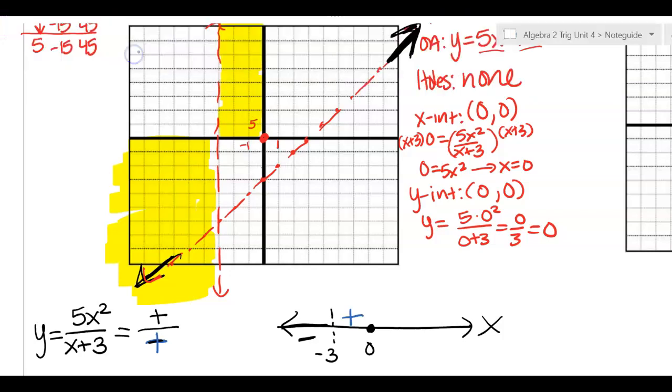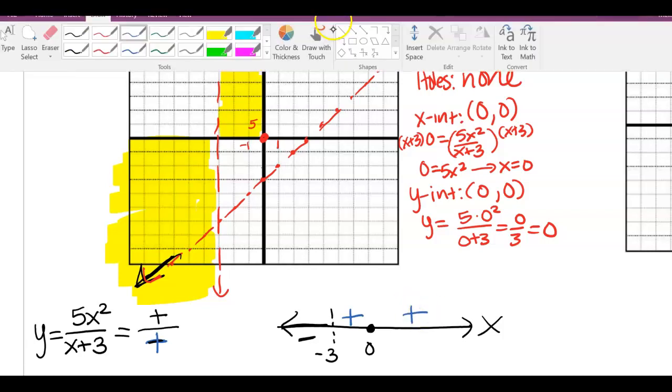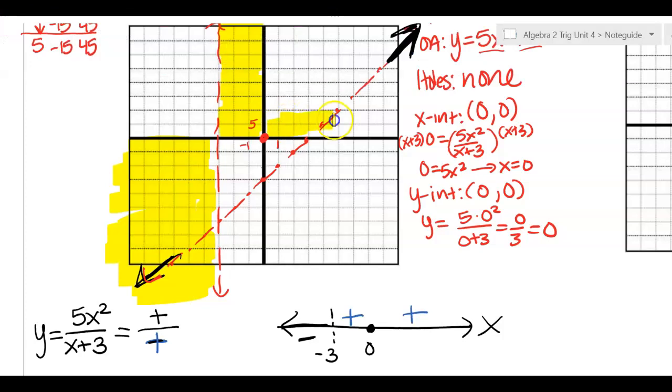And then lastly, I'm going to plug in something bigger than 0, say like 10, and I get positives again in both places, which is also positive. So that tells me after that intercept at 0, all the y coordinates are also only positive, and I can only graph above the x-axis.